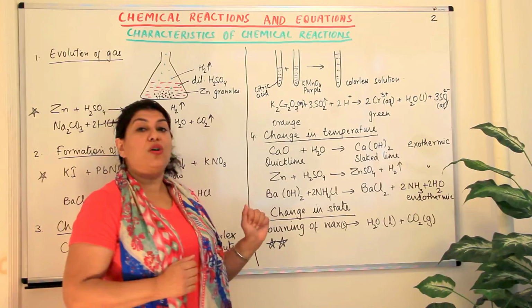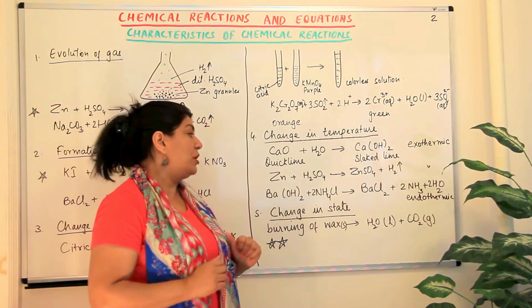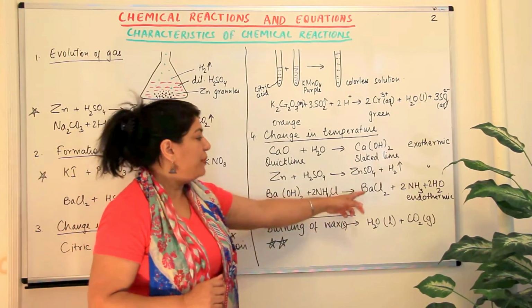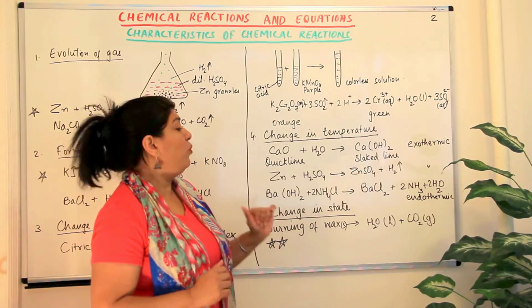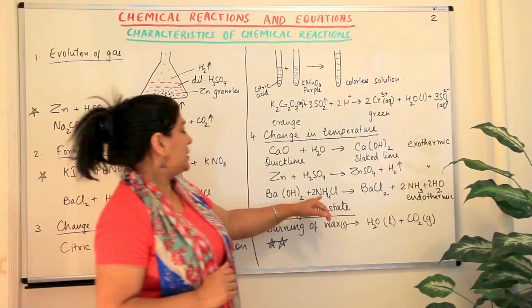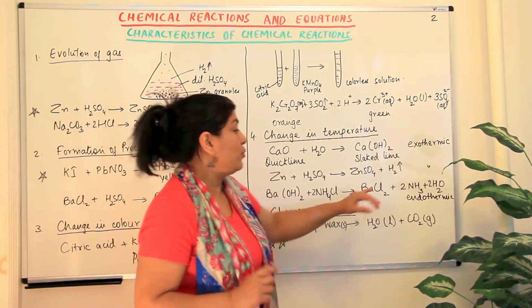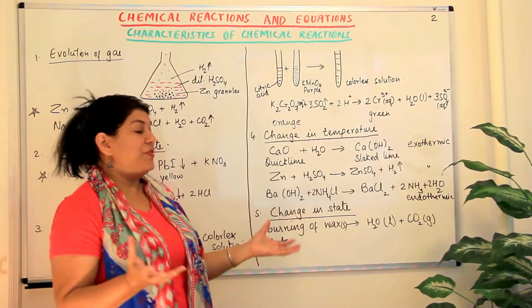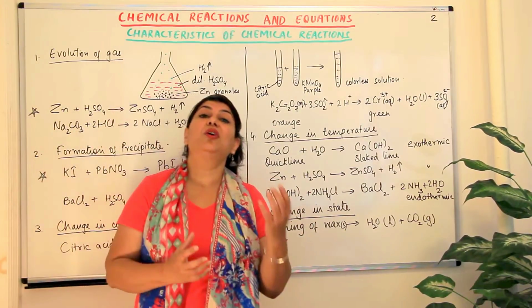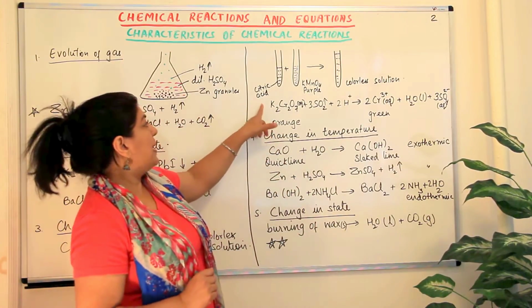And barium hydroxide combines with ammonium chloride to result in the formation of barium chloride and ammonia and water. And this one is an endothermic reaction. It results in the beaker turning cold. I have missed one example here.